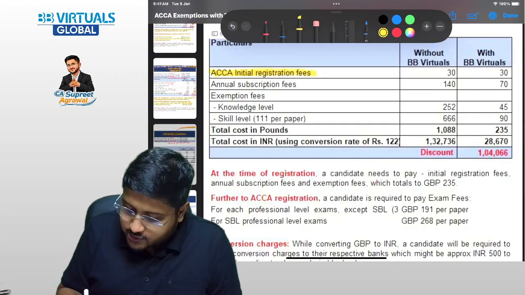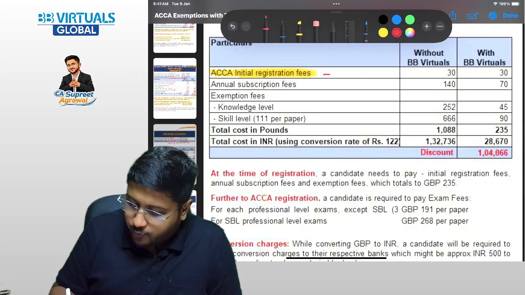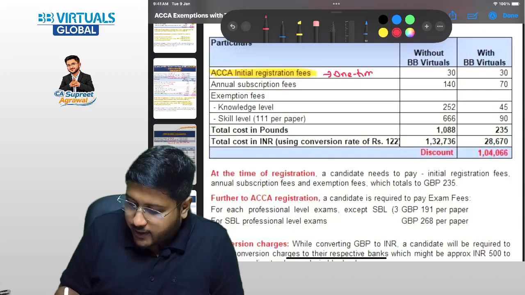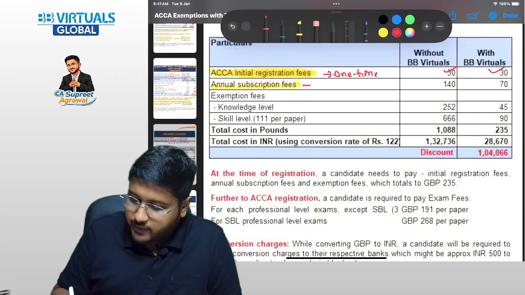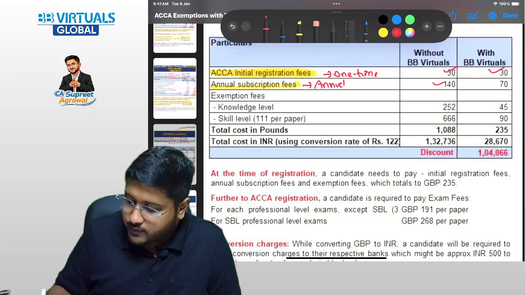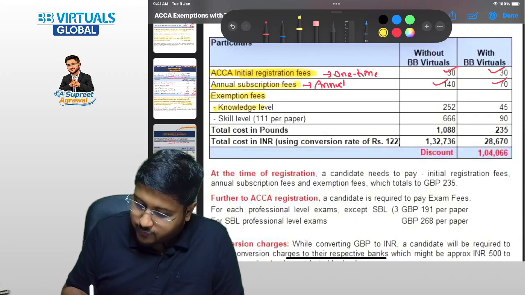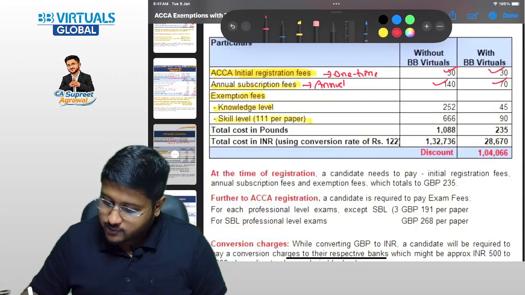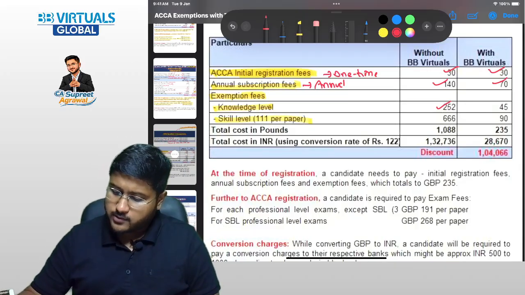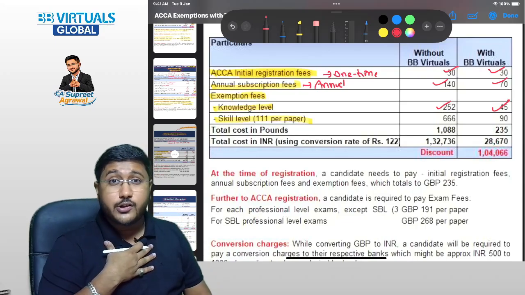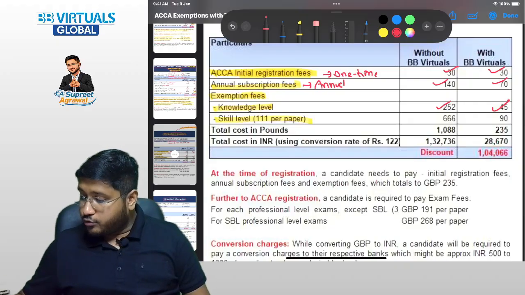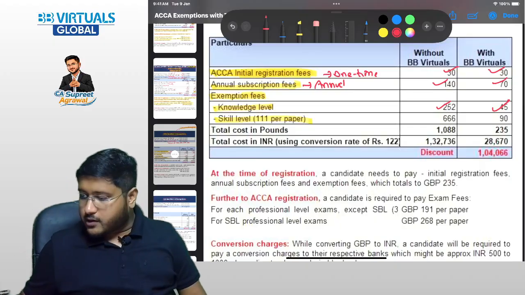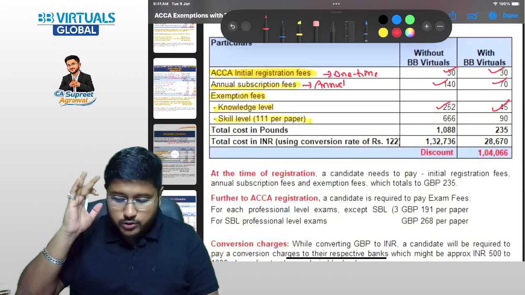Now, ACCA initial registration fees, which is a one-time fee, is 30 pounds. The annual subscription fee is the annual fee, but if you go with us, you get a 50% discount on the first year's fees. Then exemption fees for knowledge level: it is 252 pounds combined for all 3 papers. With us, it's only 45 pounds. That's a huge discount, right? 252 minus 45 is 207 pounds of discount, which, assuming an exchange rate of say 100 rupees, is more than 20,000 rupees.